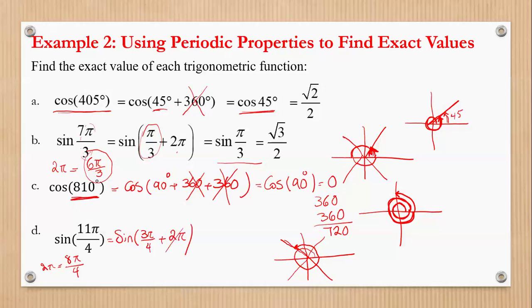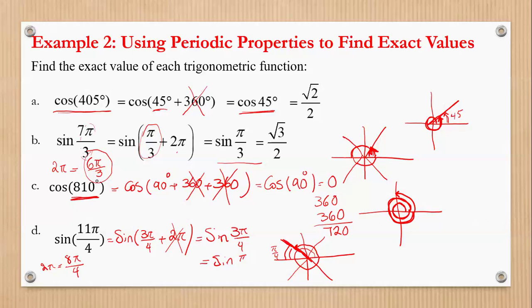Okay, I can remove 2 pi. So I conclude that the sine of 11 pi over 4 must be the same as the sine of 3 pi over 4. Now the question is, 3 pi over 4 is still not on my table. How can I find the sine of 3 pi over 4? Using the reference angle. 3 pi over 4 is over here, and the reference angle is this angle, which is pi over 4. So this is also the same as the sine of pi over 4.